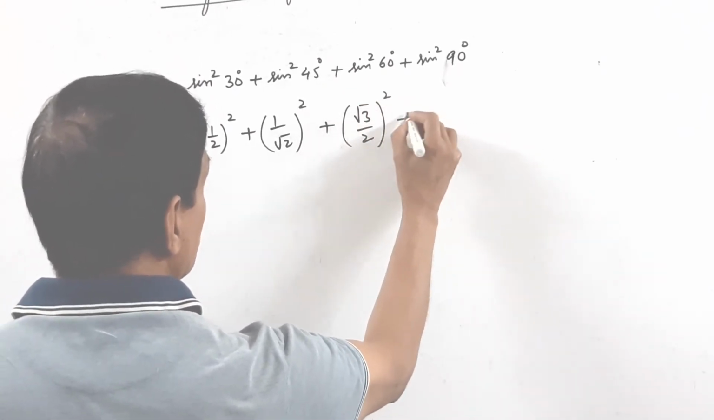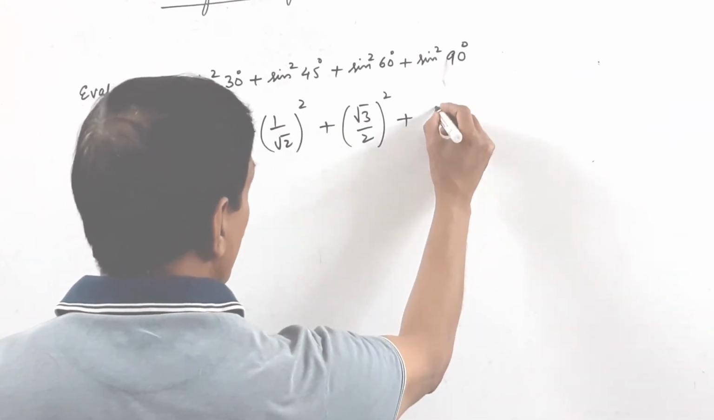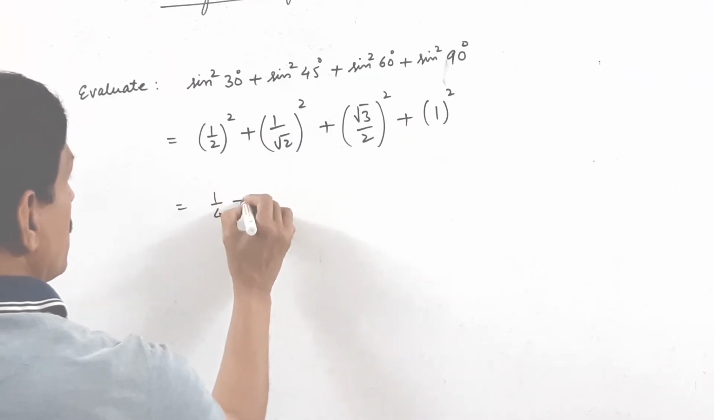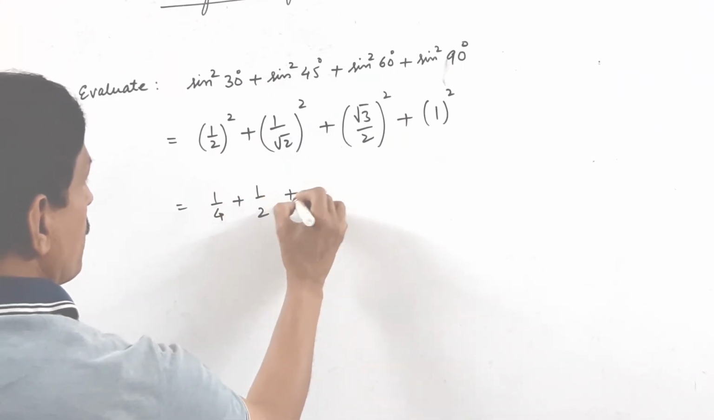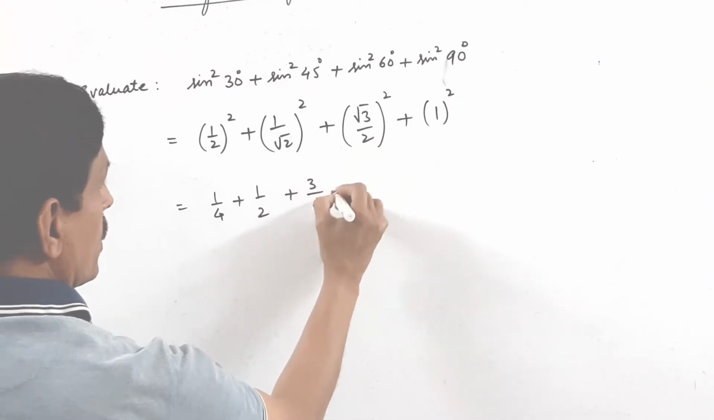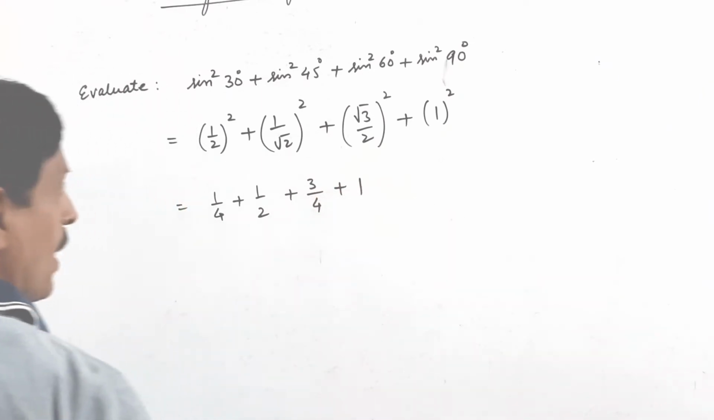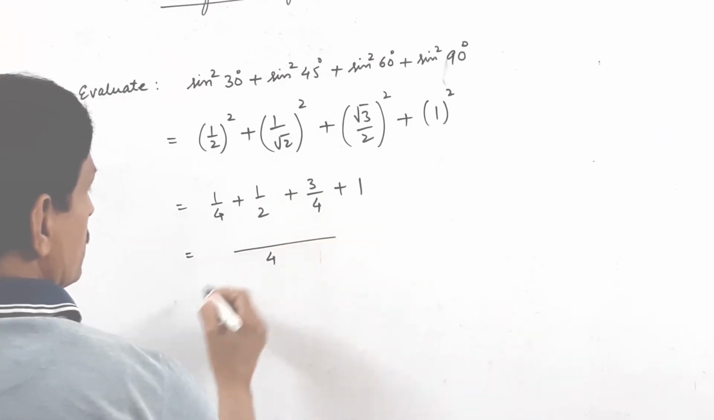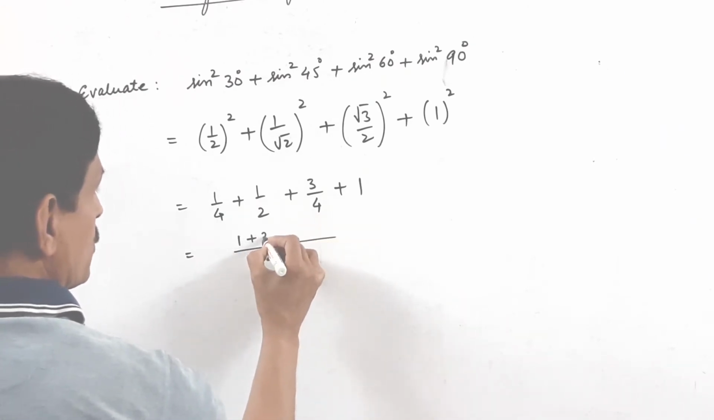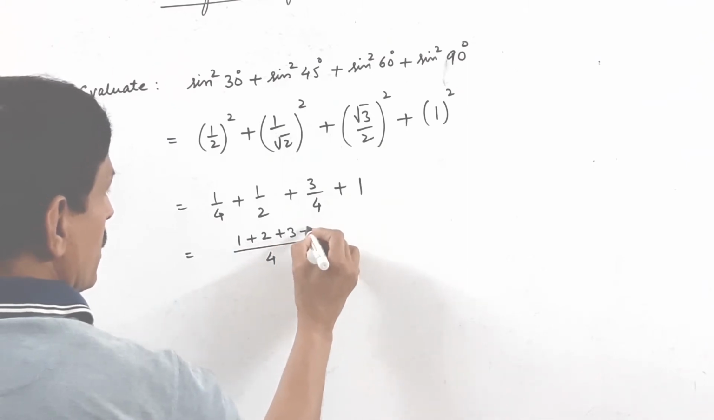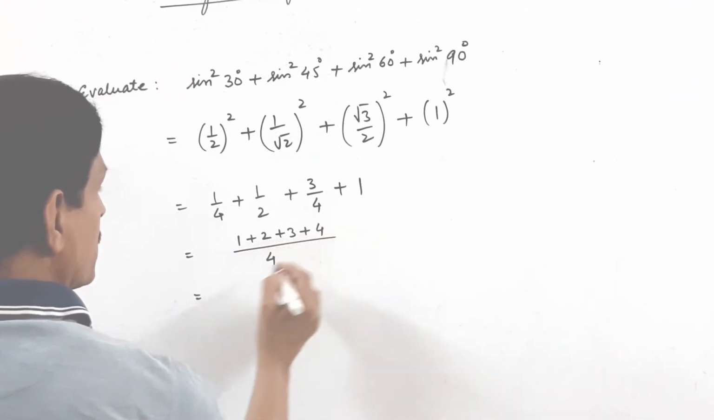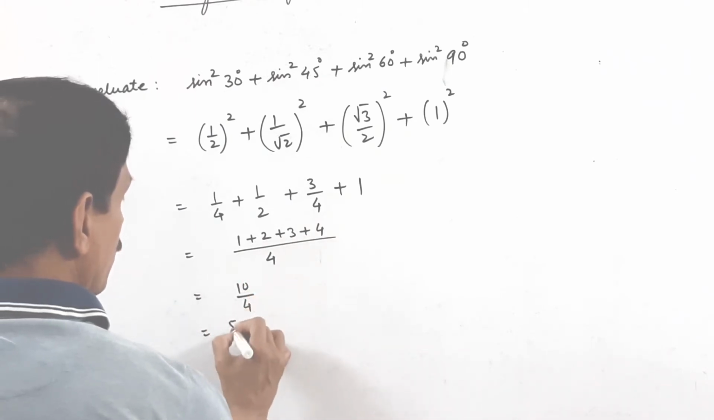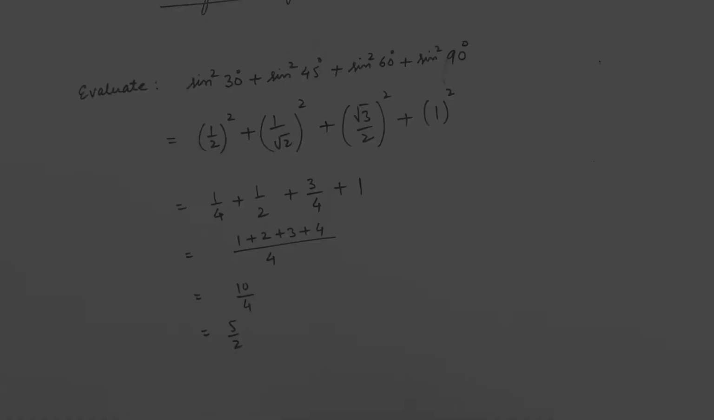sin²90 is equal to 1. So this is 1 upon 4 plus 1 upon 2 plus 3 upon 4 plus 1. Now we can take the LCM. LCM is 4. So this is 1 plus 2 plus 3 plus 4, thus 10 by 4, and it is 5 by 2.